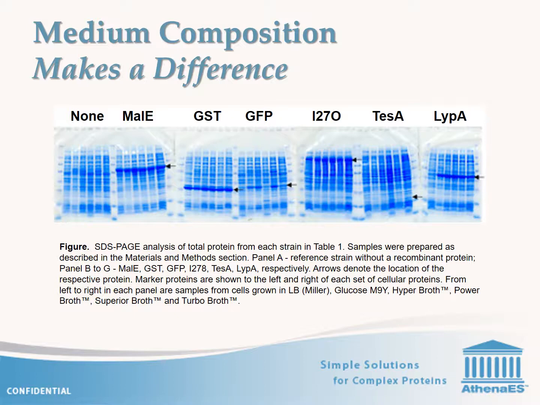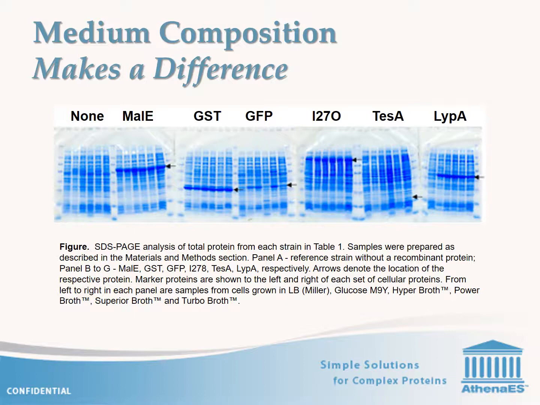For example, GFP is maximally produced in superior broth and produced well in hyperbroth and glucose M9Y, but does not express well in LB broth, power broth, or turbo broth. In contrast, LYPA is accumulated to higher levels in hyperbroth, followed by power broth, superior broth, glucose M9Y, and turbo broth, and almost no detectable production in LB broth.